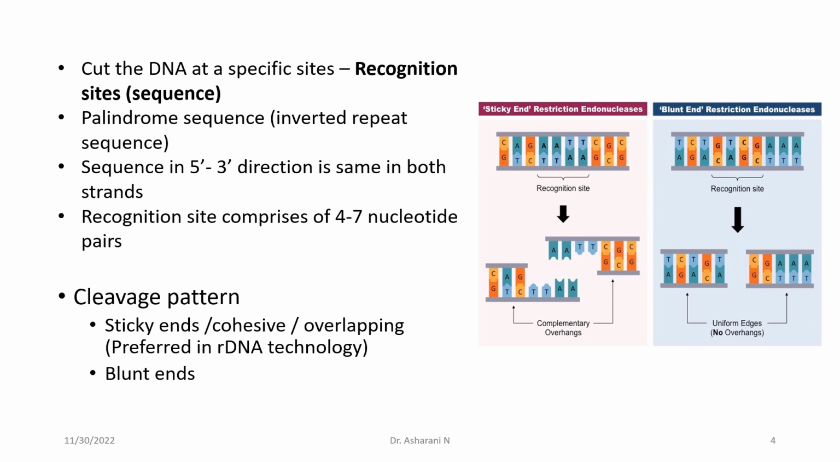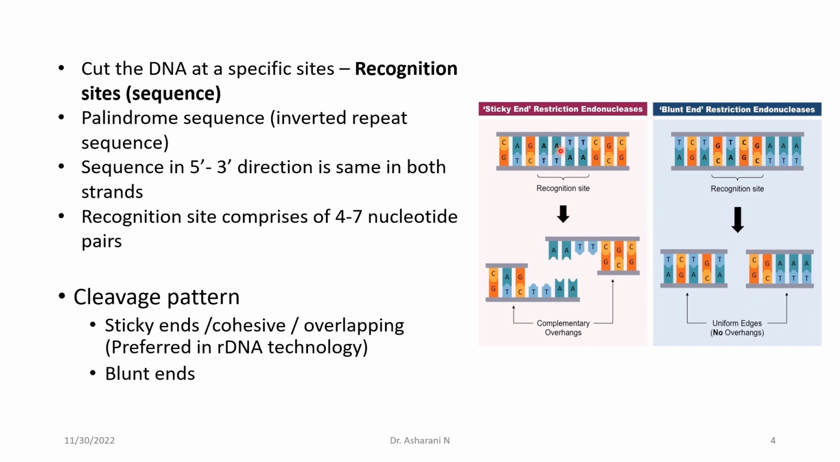So how are these recognition sites? The sequence in these recognition sites is a palindrome sequence. So what is this palindrome sequence? They are nothing but inverted repeats. If you read the sequence from 5 prime to 3 prime, they read the same in both the strands. So we will look at this.